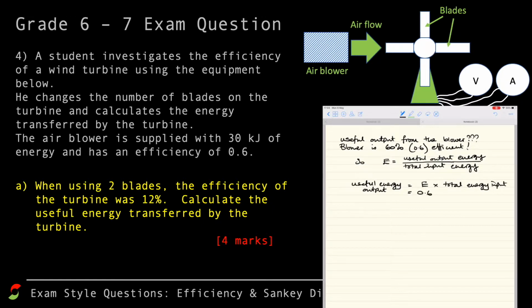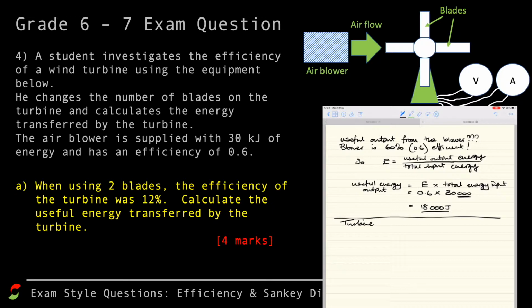And we're going to have efficiency of 0.6. Remember, that's not percentage, it's 0.6. And that's 30, but remember it's 30 kilojoules, so we've got to remember to multiply that by 1,000. And that equals 18,000 joules. So that's one part of this for our 4 marks.